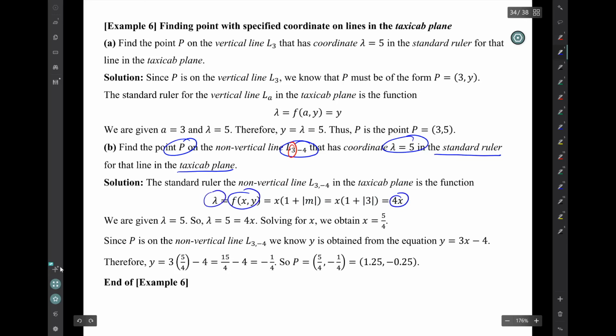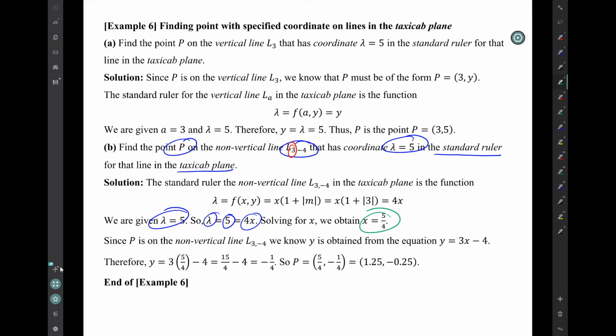So that's how you get the lambda from x. Well, in our problem, we're given the lambda. It's 5. So we know that 5, that's the lambda, has to equal 4x. When we solve that for x, we get x equals 5/4. So that's the x-coordinate of our point P.